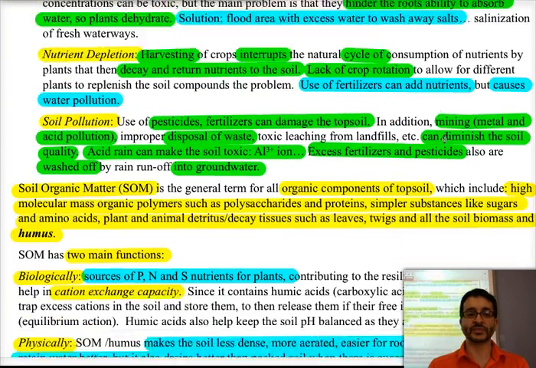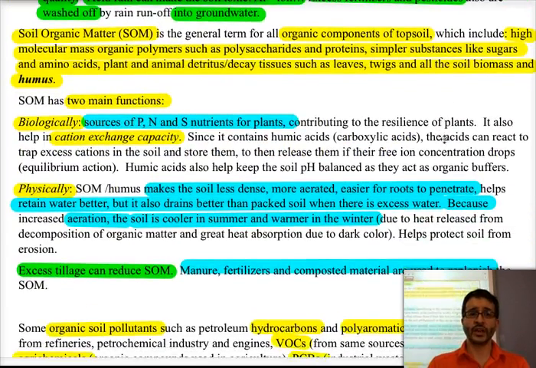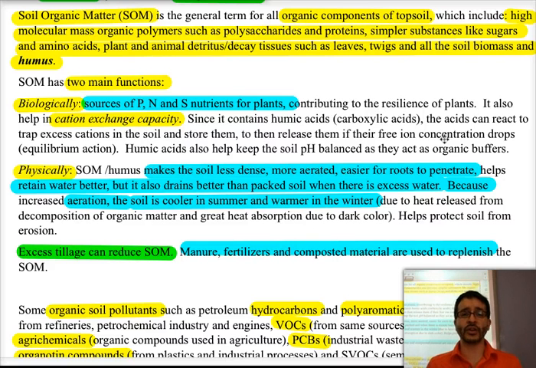and discuss. Now, SOM, or soil organic matter, is a term for all of the organic material. We're talking about polysaccharides, proteins, sugars, amino acids, detritus from plants and animals decaying, whether it's leaves, twigs, or any of the other part of the biomass that is contained in the topsoil, or normally called humus. Those are the materials that the plants are going to use to take most of these nutrients that they need.